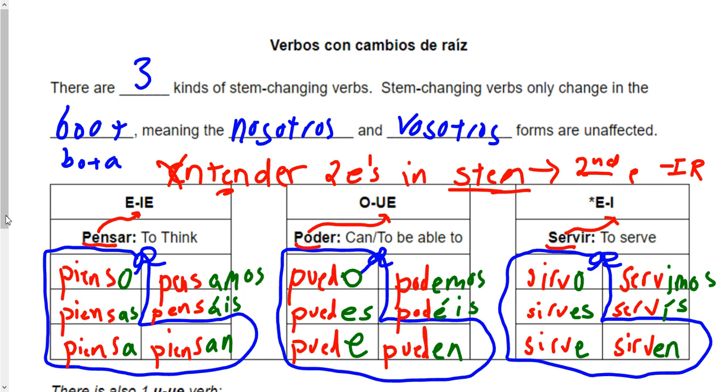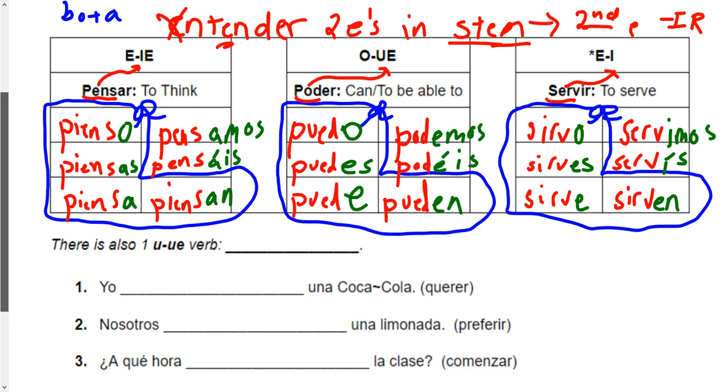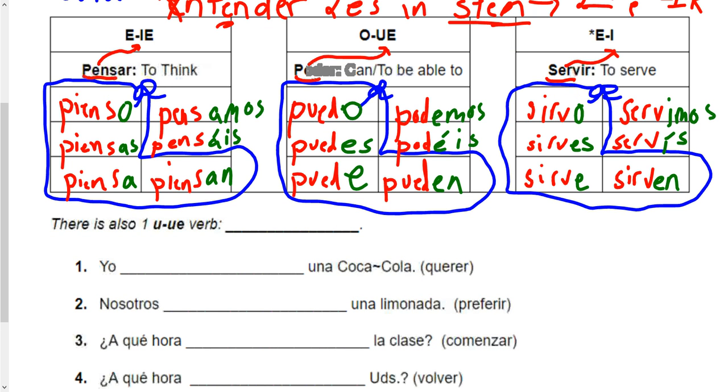Bien. Now, I said there were three main kinds of stem changing verbs. There is one U to UE verb, and it is jugar. And I suggest you treat it very similarly to your O to UE. It's very similar, just the U is changing instead of an O. All right, so let's do a few together.